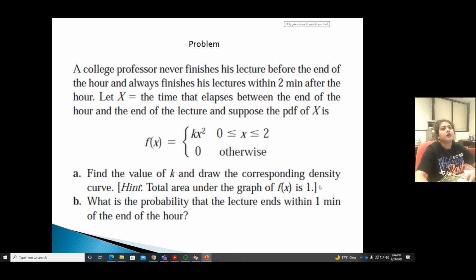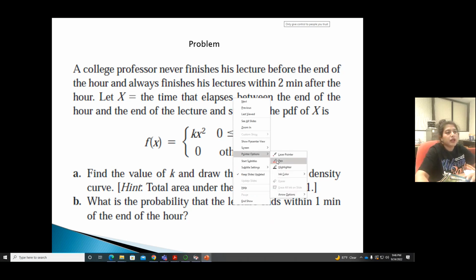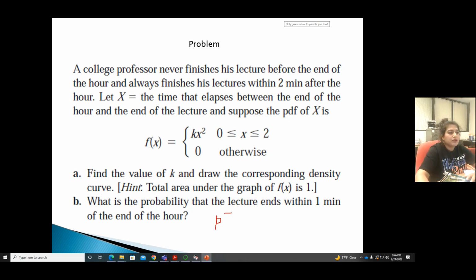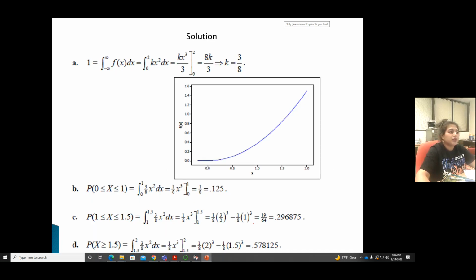What I'm trying to say is you might not have the mathematical expressions like x less than one. You might get it in words, which you have to convert into a problem like this. That is why I'm discussing this at the end, because you might get confused if you read this problem and not know how to interpret it. So what is the probability that the lecture ends within 1 minute of the end hour? What do you mean by that, though?